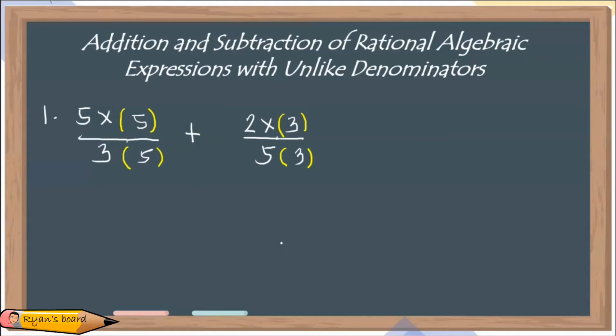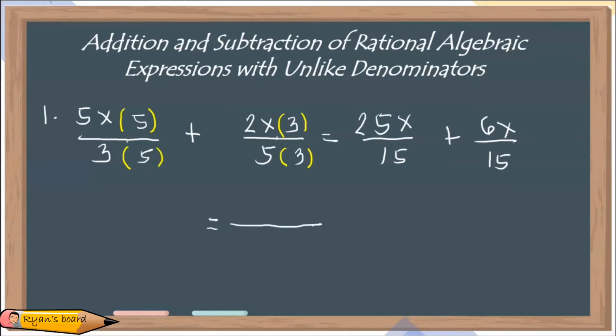Okay? So now, we have to multiply 5x times 5, that's 25x, over 3 times 5 is 15. Okay? Plus 2x times 3, that's 6x, over 5 times 3, that's 15. So we have now the same denominators. So, you simply copy the common denominator and add the numerators. Okay? Susulat muna natin, para hindi tayo mahirapan.